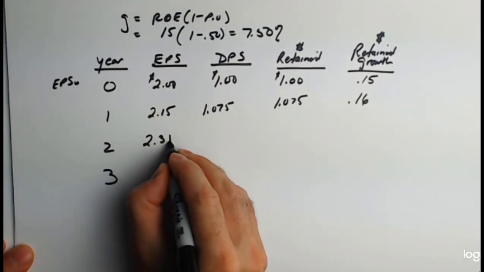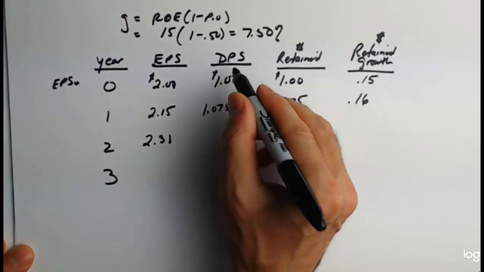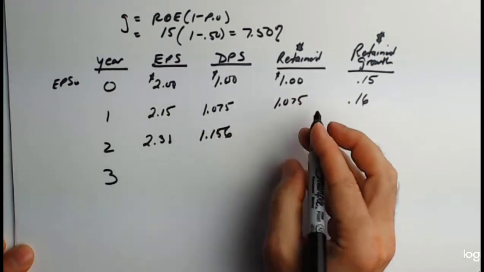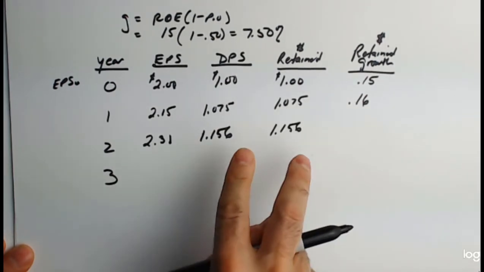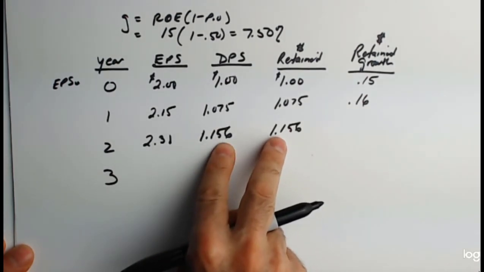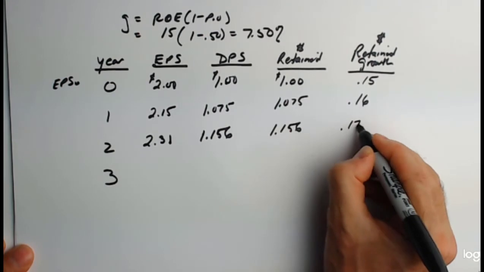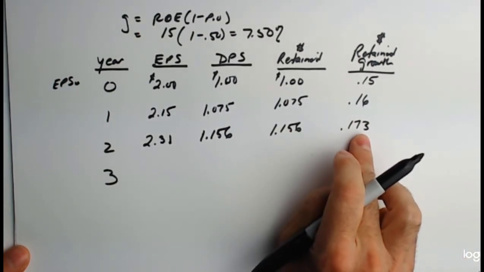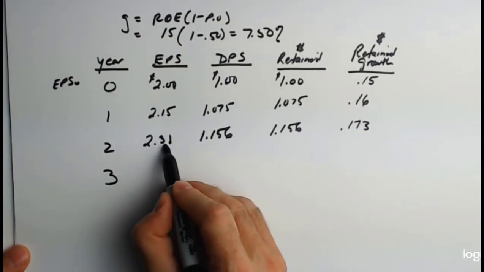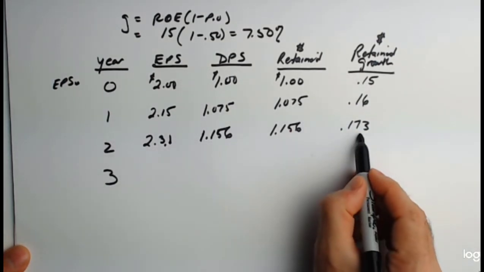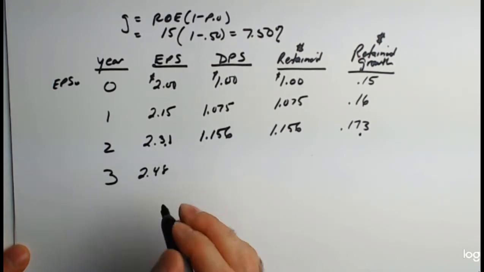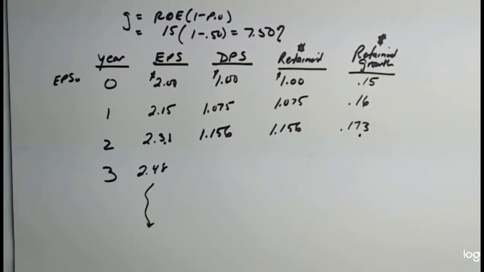This is $2.31. And then this has to be half. That's half. And this has to be the same number because we have a payout ratio of 50%. And then this has to be about 17.3 cents per share, which means add that on to your last year's earnings per share plus the earnings you're going to get from the retention will be $2.48. And we could continue down the table, but there's no need to.